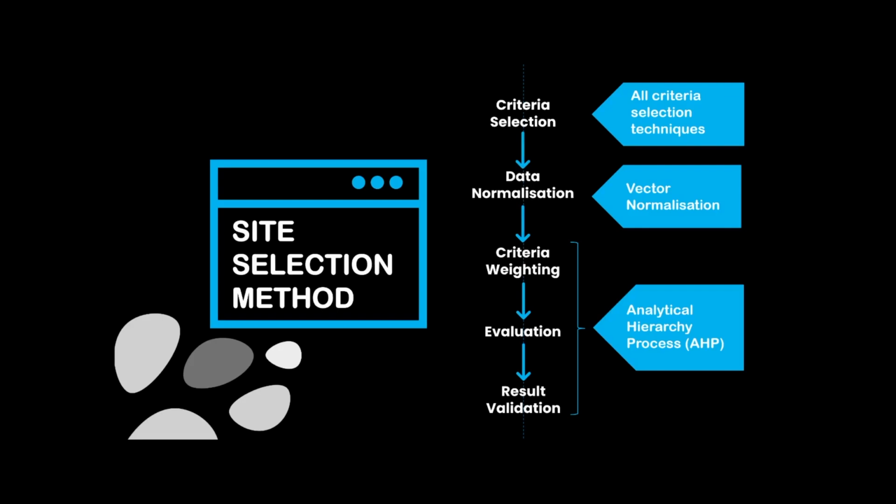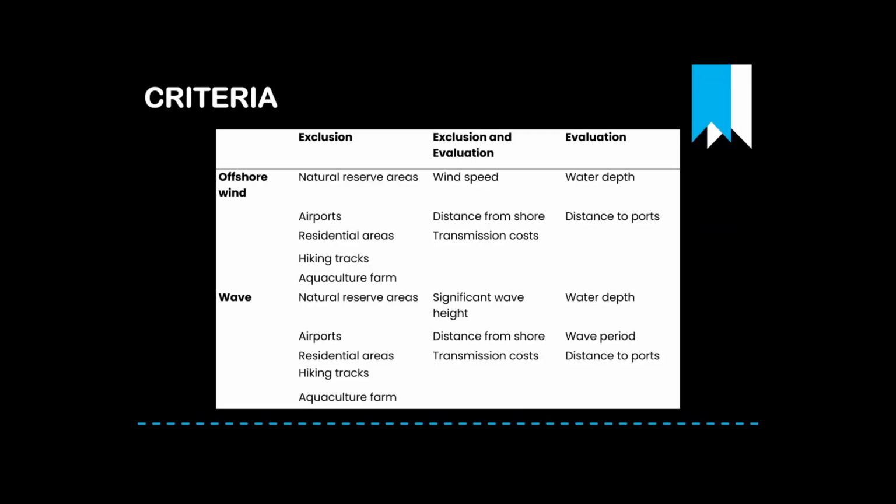Consistency in the criteria weighting was achieved by creating a consistency index for each site selection and limiting the maximum variation of consistency to 10%. Criteria used to select the optimum location on Stewart Island were selected from literature, then filtered by the data available. So the table over here contains all the criteria used to select the site for each energy resource.